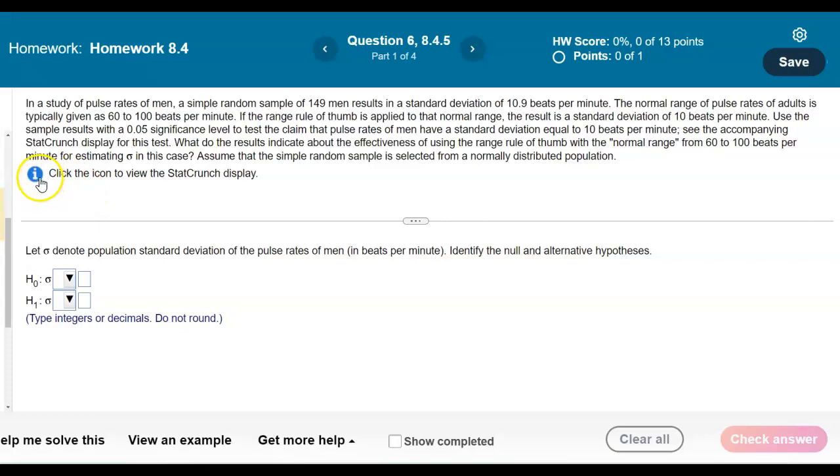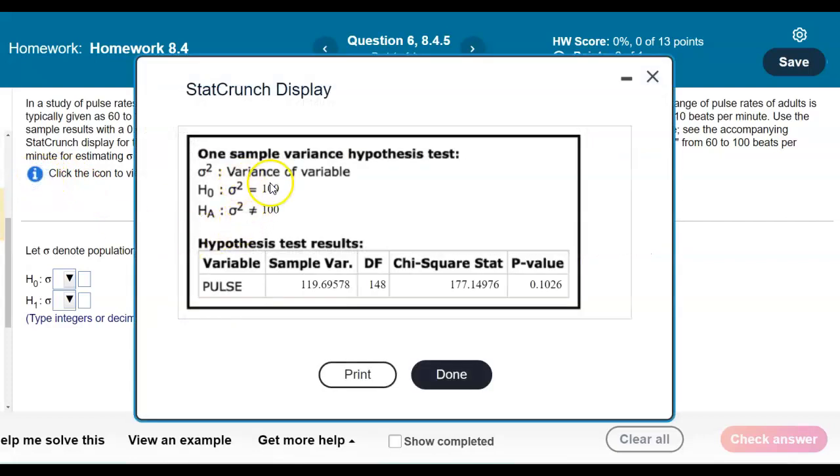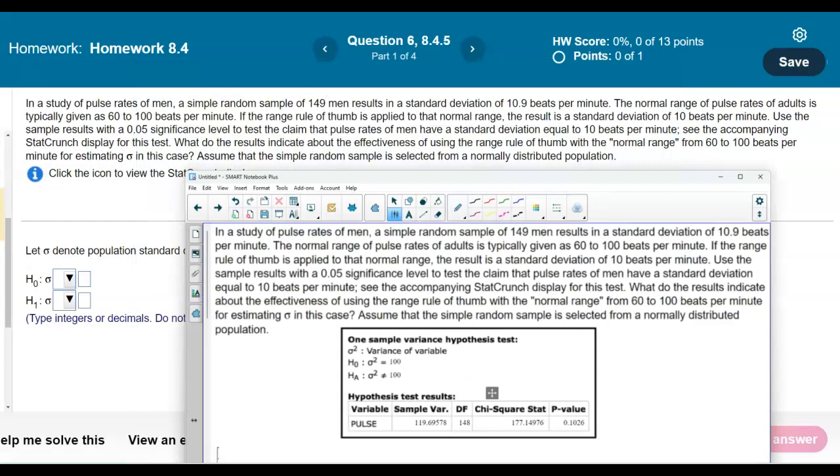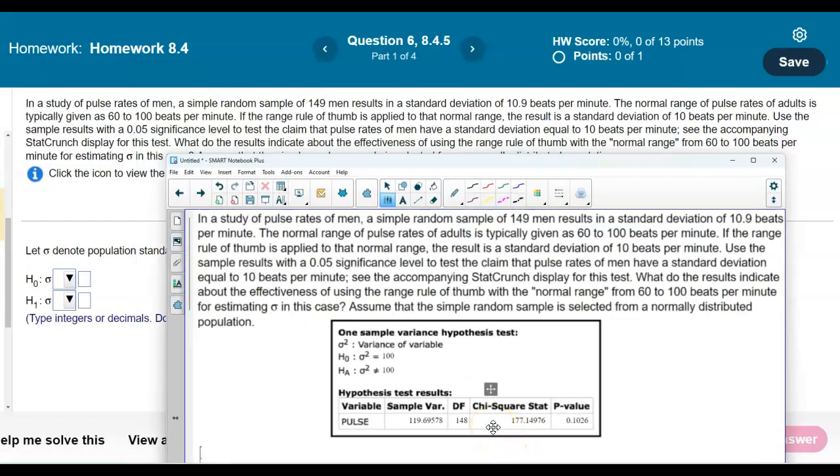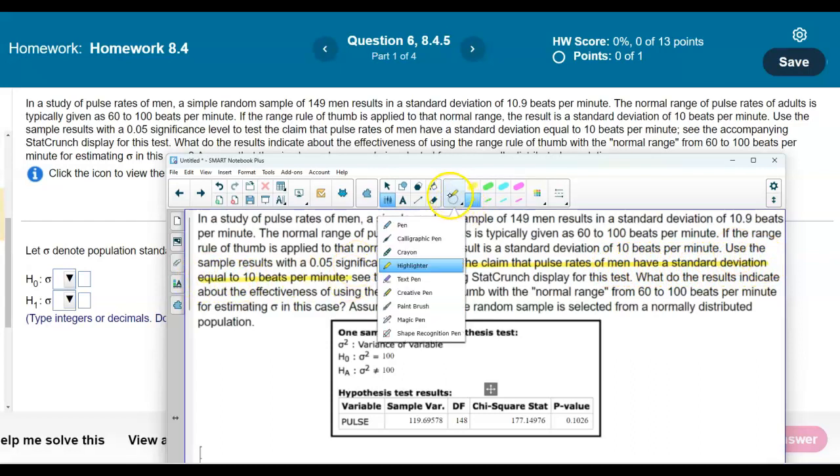So if we click on the icon to view the display, here are our results. You can see that we're testing the variance in here, but what we want is the standard deviation. And then here are the results from that. Okay, so this is going to be brought into the notebook here. So the first thing we want to do is take a look at the claim. The claim says to use a 0.05 significance level to test the claim that the pulse rates of men have a standard deviation that is equal to 10 beats per minute.